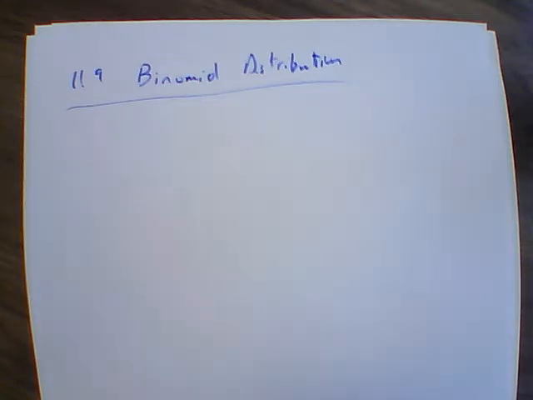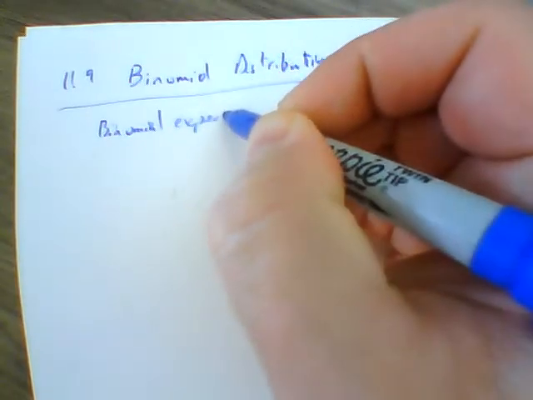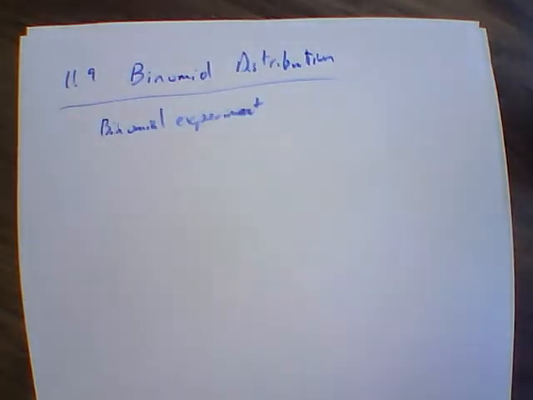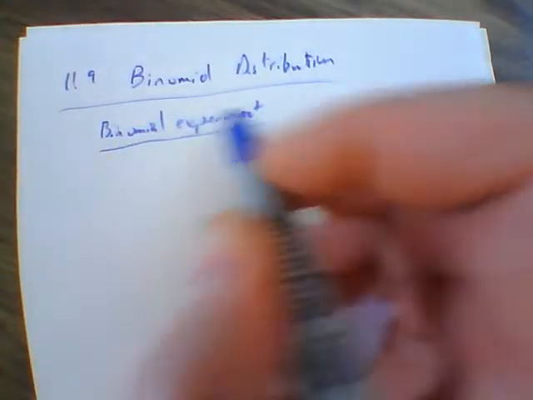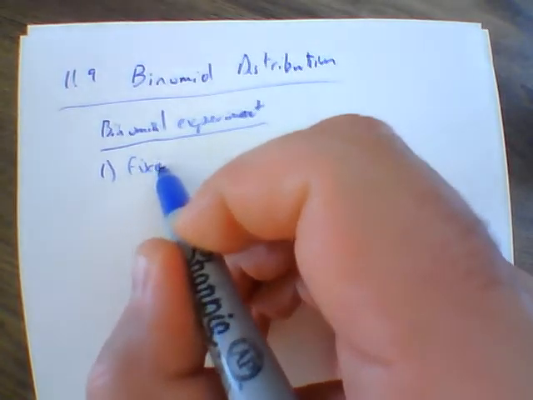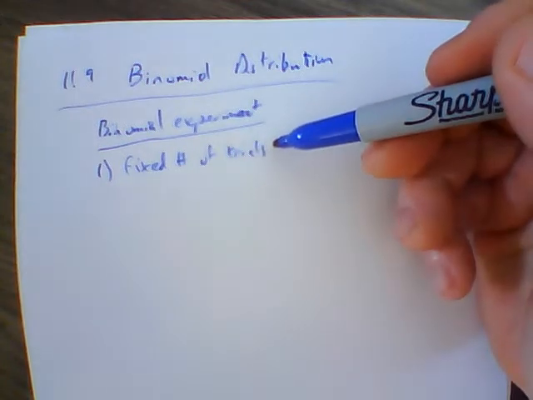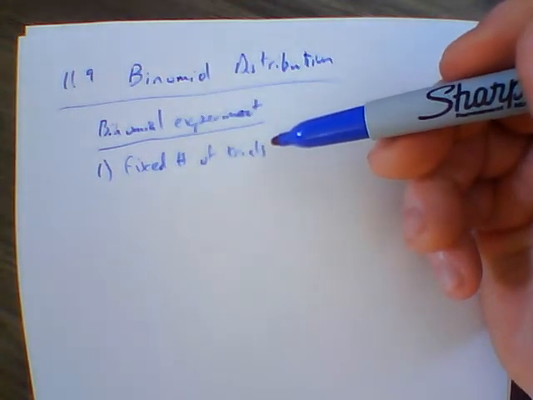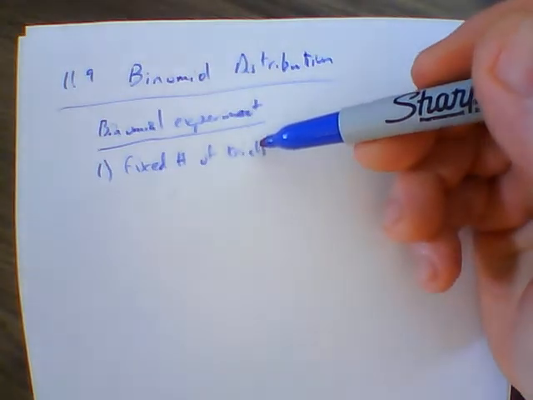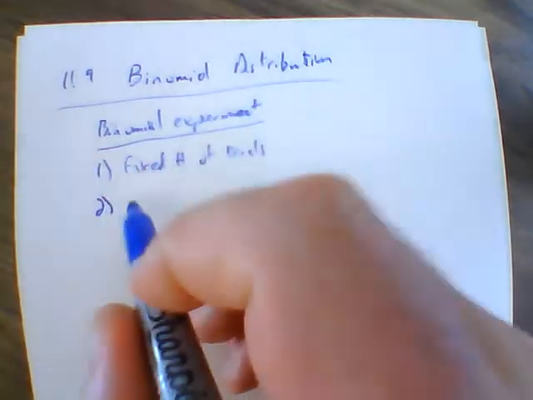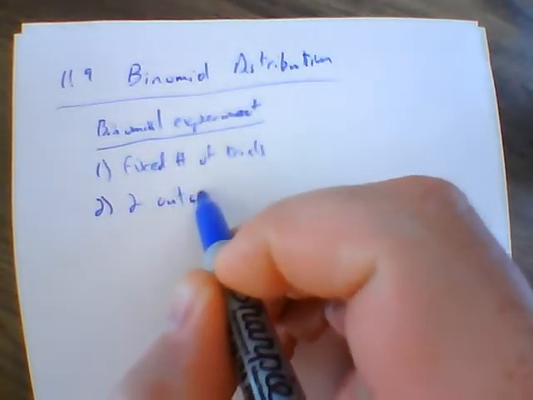One of the first ones we talk about is a binomial experiment. In a binomial experiment, we have a couple things that happen. Number one, there is a fixed number of trials. For instance, we have 10 trials total, and we're doing the same thing repeatedly. So we're testing it again and again. In each trial, there are two outcomes.